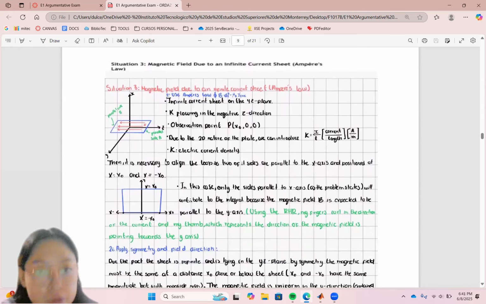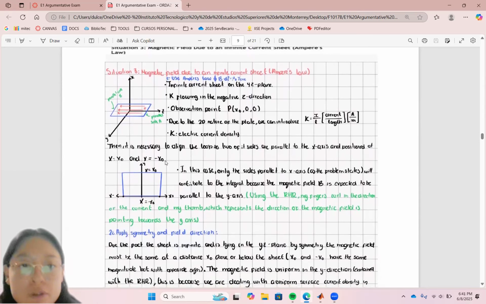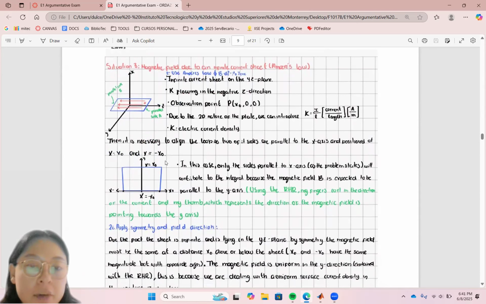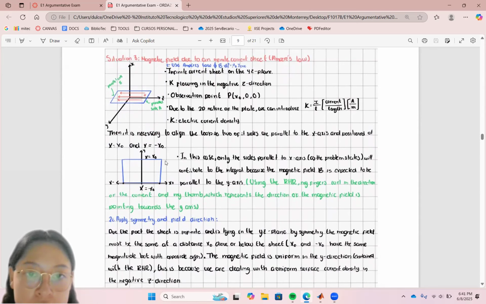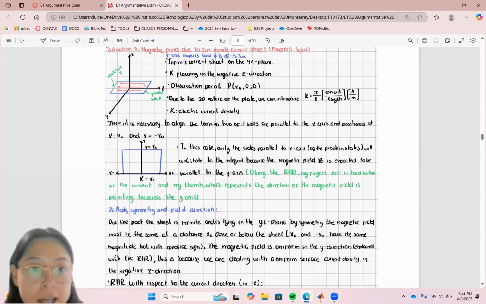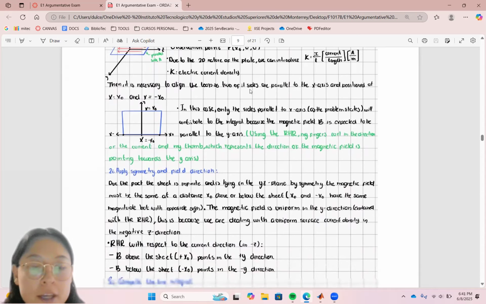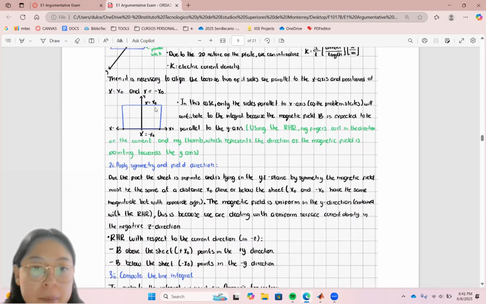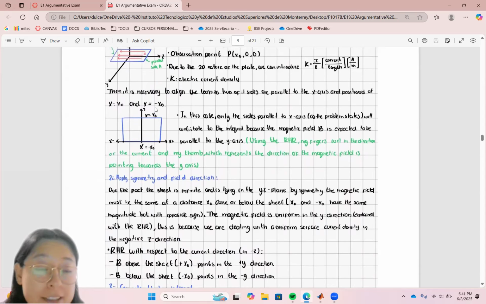Then, the magnetic field due to an infinite current sheet, Ampere's law. First I have to use Ampere's law and add an infinite current sheet on the y-z plane, as I draw here. The current density is flowing in the negative z direction, as we can see here, with an observation point on the x-axis. Then I draw this to display my parallel segments, as the problem asks.